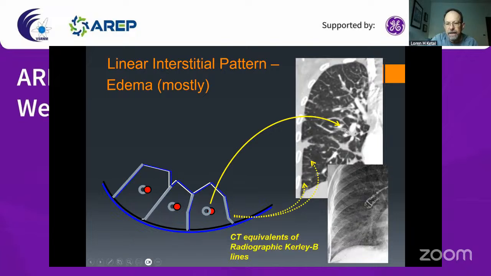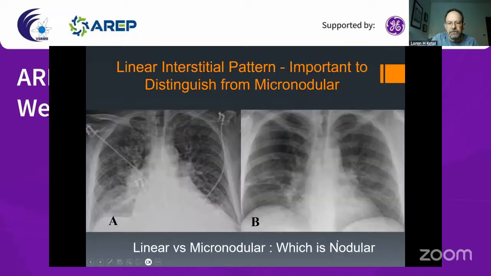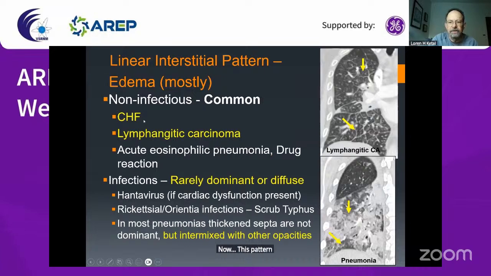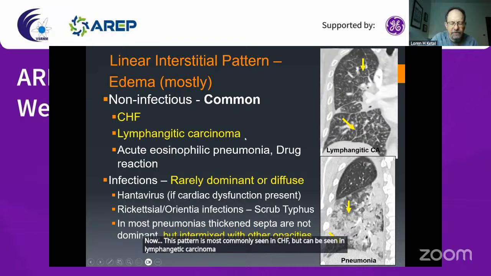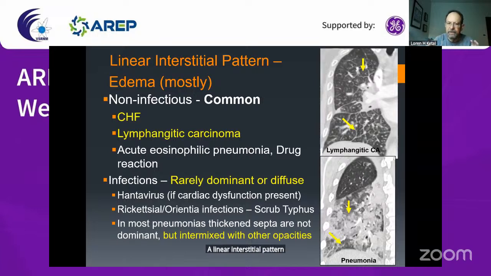So these are manifest by bronchial wall thickening and curly B lines, as you can see here on the CT, as well as on the chest radiograph. Now, this pattern is most commonly seen in CHF, but can be seen in lymphangitic carcinoma and a few other entities. A linear interstitial pattern that's predominant is rarely seen in infection. So a predominantly linear interstitial pattern usually is not infectious.